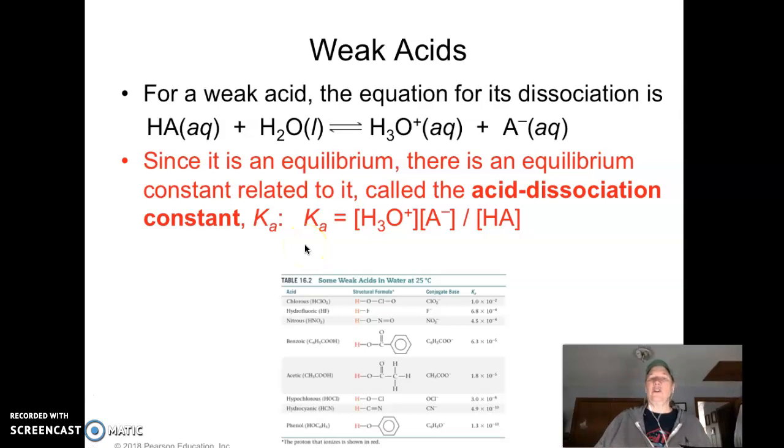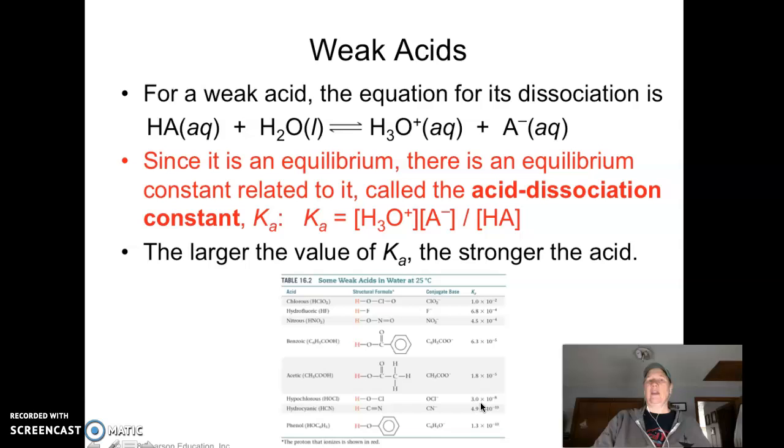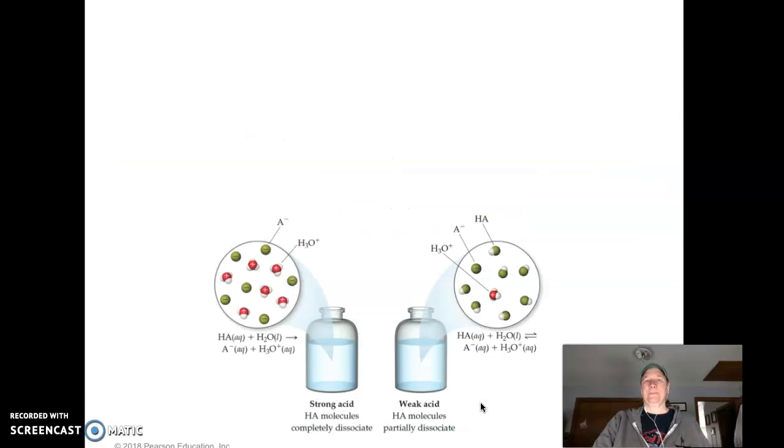It's the constant for acid, and it's actually a number. If you look on here, here we have them. And I will have a chart for you that has these numbers. They've already been determined. The larger the value of Ka, the stronger the acid. And again, I'll have a chart of that so you can see them.